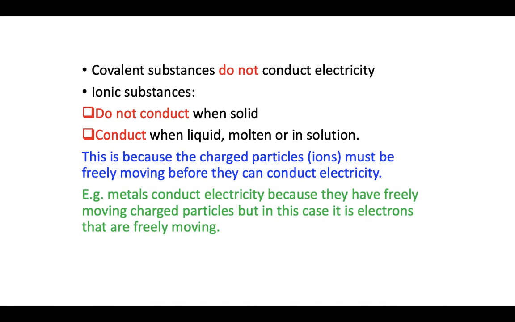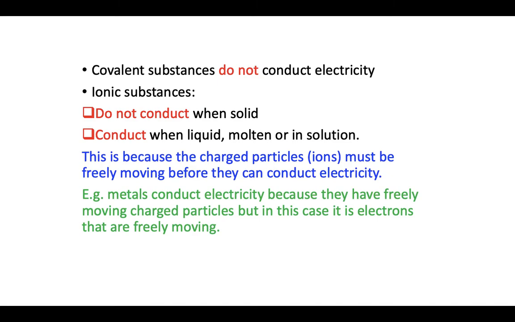So what should we take from this then? Covalent substances do not conduct electricity whether they are solid or liquids or in solution. Ionic substances, on the other hand, will not conduct when solids, but they will conduct when they are liquid, molten, or in solution. This is because the charged particles, in this case the ions, are able to freely move in a liquid, melt, or in a solution of ions.